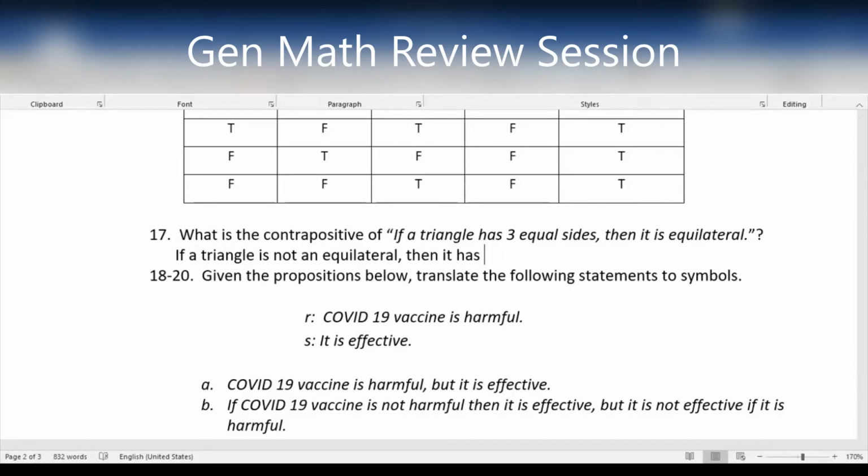So, either way. Oh, which one is better? If a triangle is not an equilateral, then its 3 sides are not equal. So kahit alin doon, pwede. It makes sense naman. Parang mas okay yun. Then it has no 3 equal sides, pwede rin. So as long as your statement has the same meaning with this one, then that's correct.